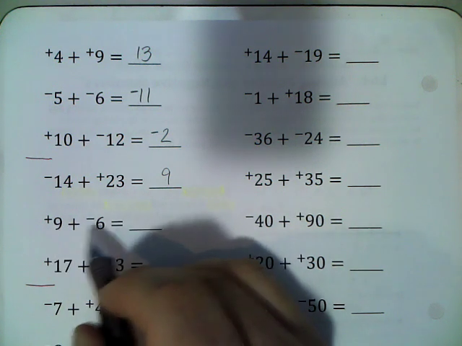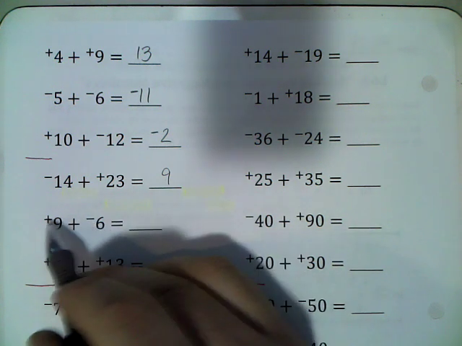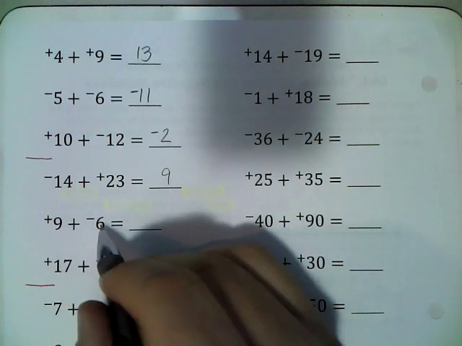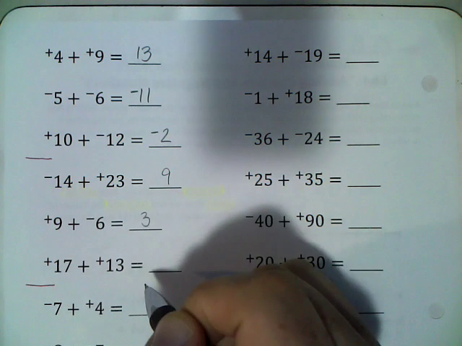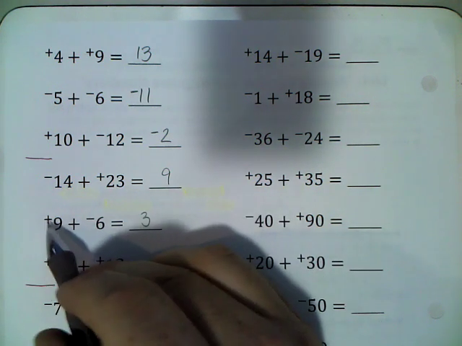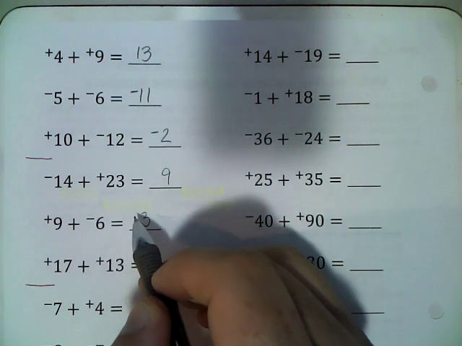Next up, I have a positive 9 plus a negative 6. Again, the symbols are different, which means we are going to subtract. So 9 minus 6 is 3. And since the big guy is the 9 and he's positive, that will also be a positive 3.